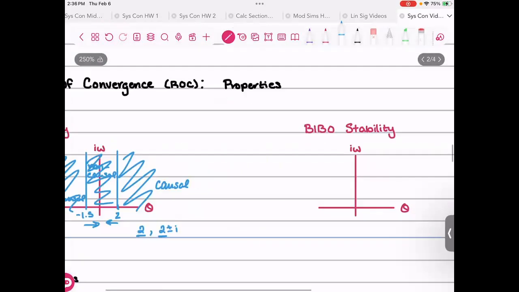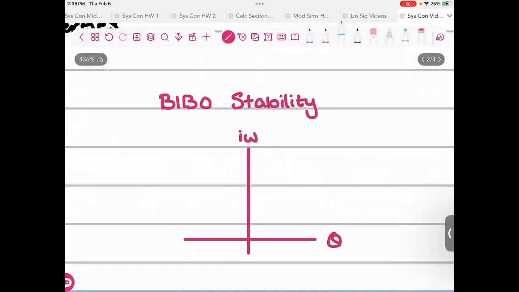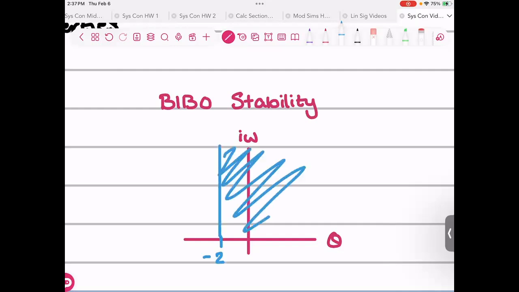The other property that you're going to get asked about is BIBO stability. There are a bunch of different definitions of this, and there's a really mathematical, intense way to calculate it. But for the sake of your exam, it's going to be BIBO stable if it includes the imaginary axis. So I'll give you some examples. If we have a pole at, let's call this -2, and let's say it goes to the right of -2, then remember this is causal because it's to the right, and it's BIBO stable because it includes this imaginary axis.